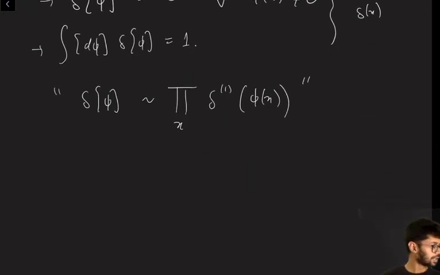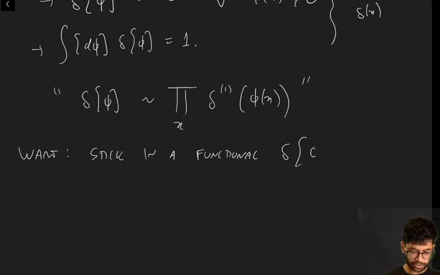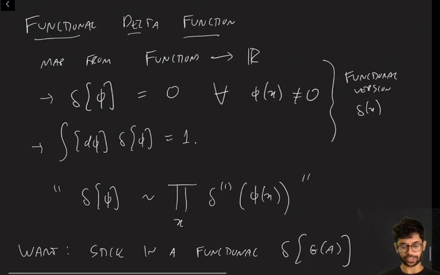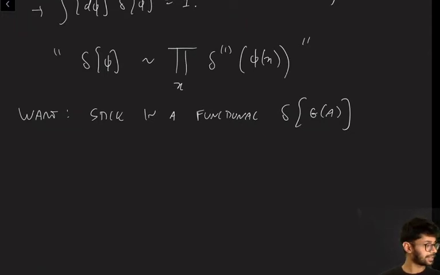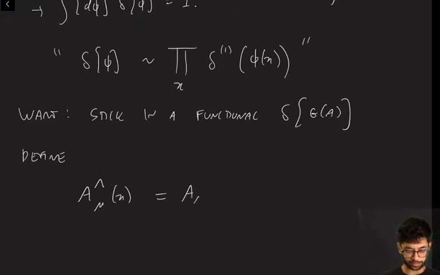Okay. So what we want to do is somehow stick in a functional delta function, which is delta G of A, into our functional integral. If we can do that, it will kill all the gauge field configurations that don't satisfy the gauge fixing condition. And that will hopefully solve our problem. So we want to do this in a correct way. Okay? So first, let me define the following object again. Let me define A superscript lambda. So A superscript lambda is just the gauge transformed version of the field A.